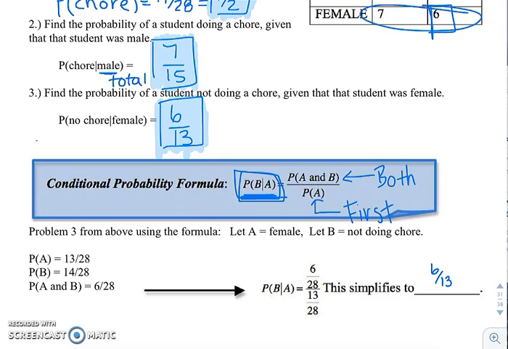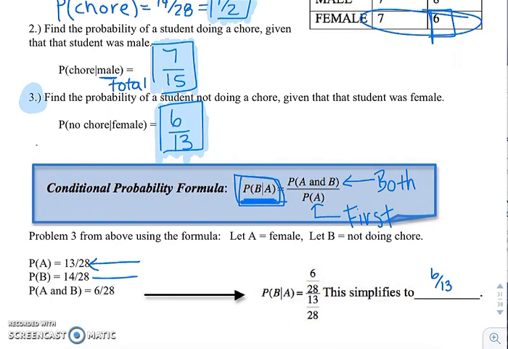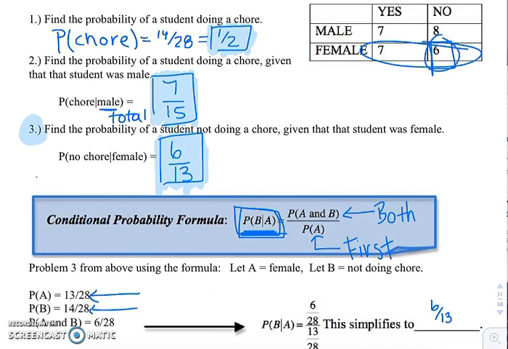So in problem 3, which we did here, it asked us to find the probability of a student not doing a chore given that they were female. So the probability of A were the females. So that was the 13 out of 28. Probability of B not doing a chore was 14 out of 28. Probability of them both are 6. The 6 no chore females.